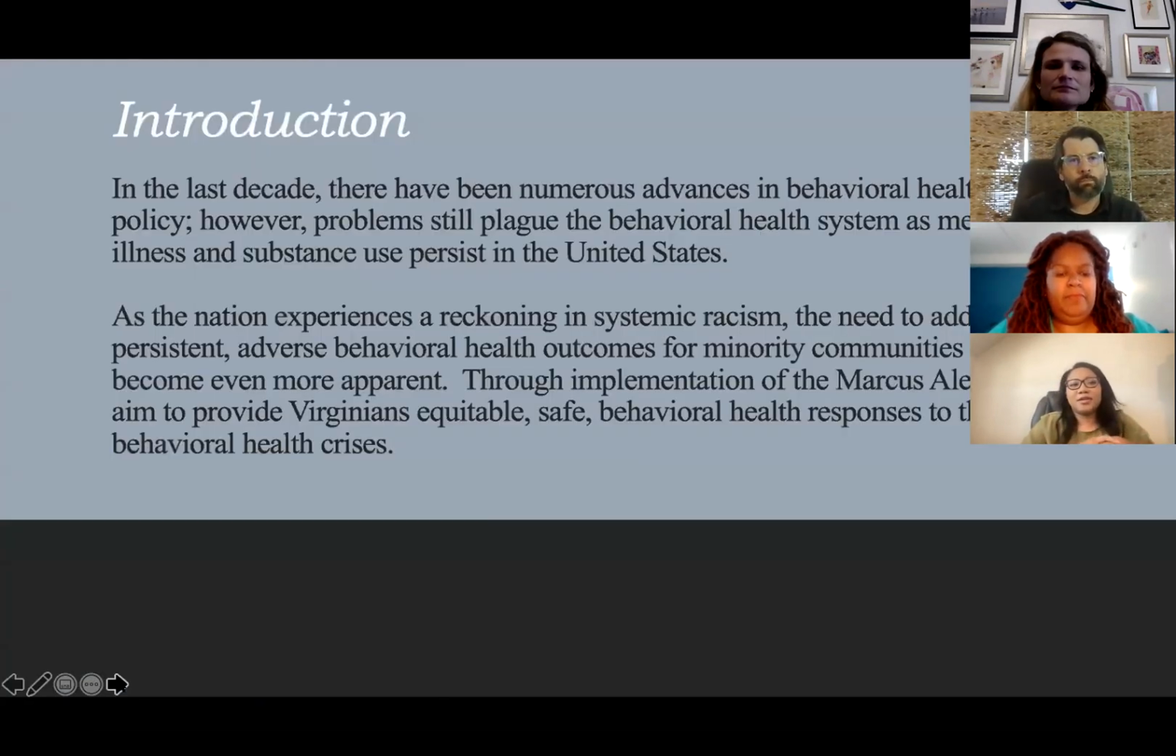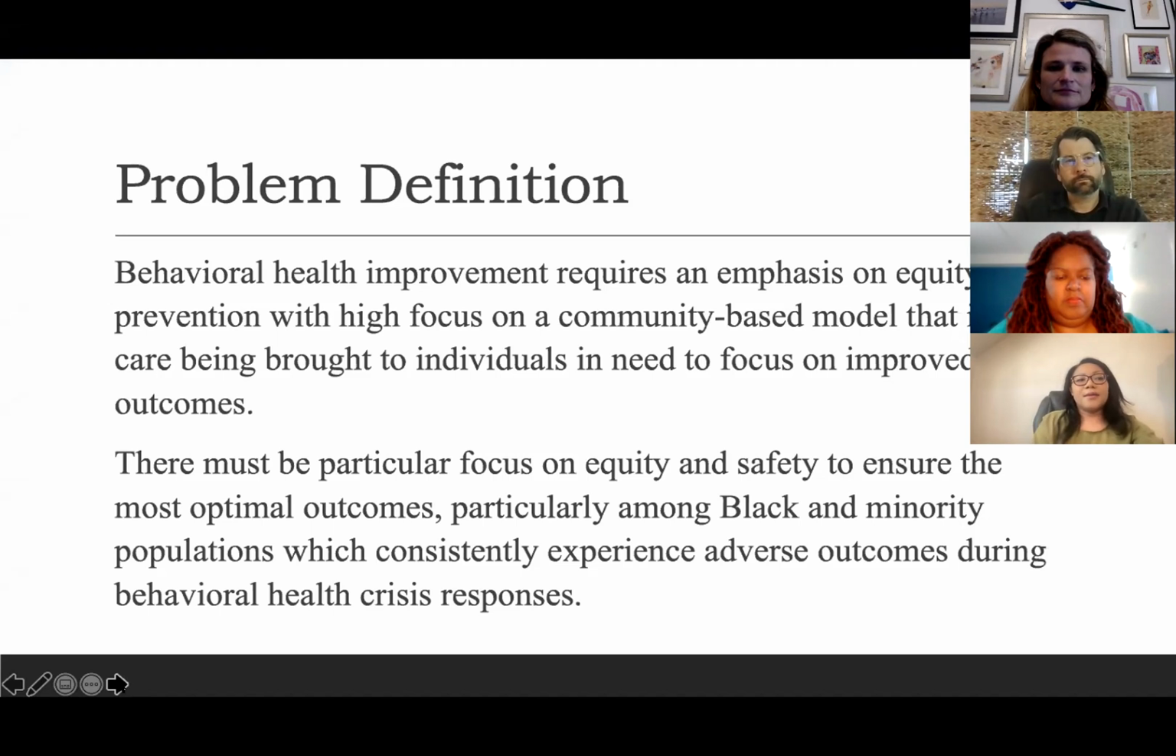Okay, so in the last decade, there have been numerous advances in behavioral health policy. However, problems still plague the behavioral health system as mental illness and substance use persist in the United States. As the nation experiences a reckoning in systemic racism, the need to address persistent adverse behavioral health outcomes for minority communities has become even more apparent. Through implementation of the Marcus Alert, we aim to provide Virginians equitable, safe behavioral health responses to their behavioral health crises. Behavioral health improvement requires an emphasis on equity and prevention with high focus on a community-based model that initiates care being brought to individuals in need to focus on improved outcomes. There must be particular focus on equity and safety to ensure the most optimal outcomes, and particularly among Black and minority populations, which consistently experience adverse outcomes during crisis responses.